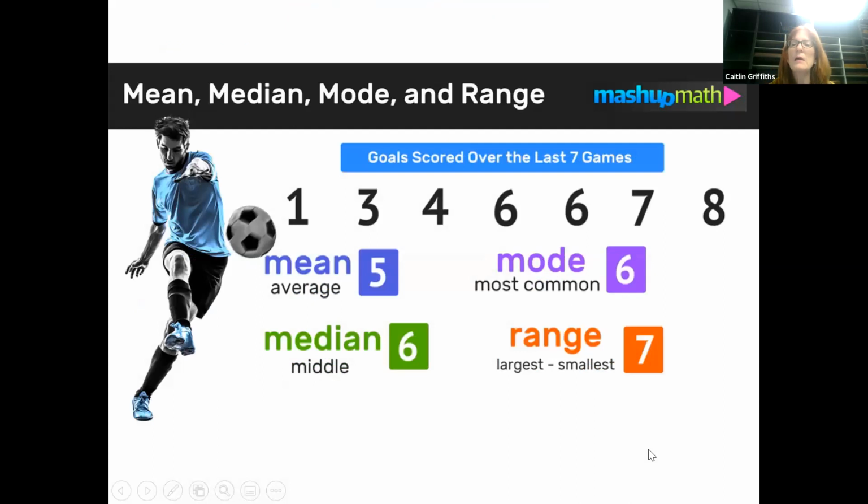Okay, so then this is just sort of a wrap up. The mean is the average of these numbers, which is 5. The mode, you can see it occurs twice there, so it's a single mode. We have the middle number, the median, being 6, and the range, 8 minus 1, being 7. So do you have any questions?